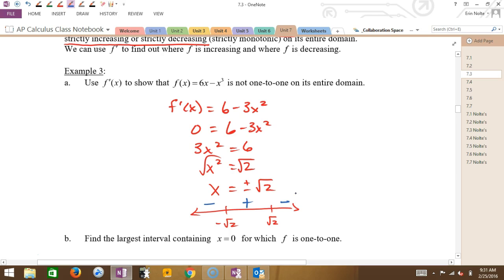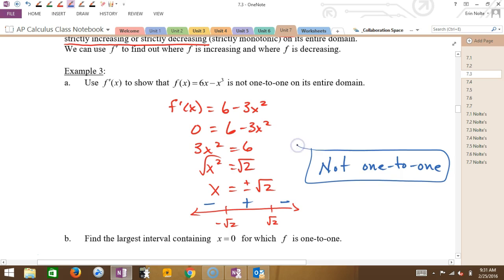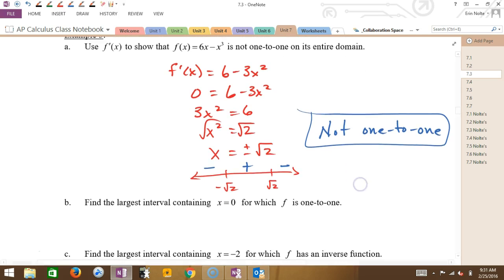Wait, how do you know whether it's one-to-one? If it was strictly increasing or strictly decreasing. So if we had plus, plus, plus, or minus, minus, minus, they would all have to be the same. So you say not one-to-one. Okay, so it would have to all be the same.